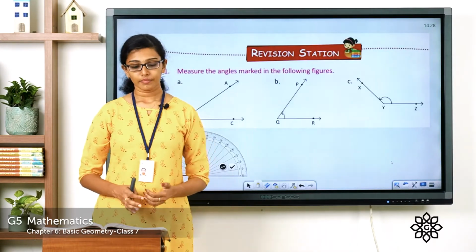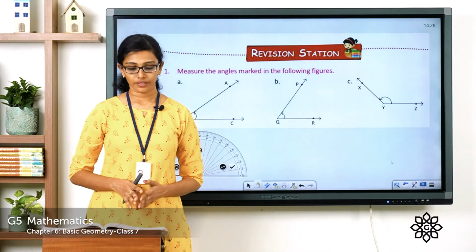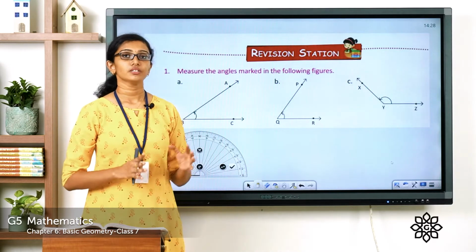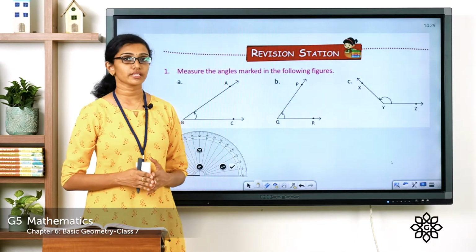Question number 1. Measure the angles marked in the following figures. And you can see 3 figures here. You can use your protractor to measure the angles. How do you measure the angle?